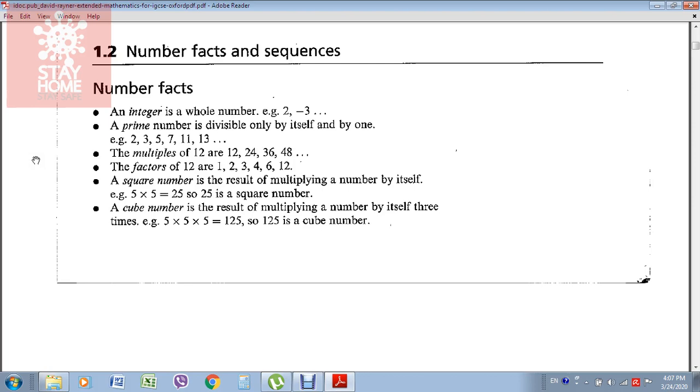Myself Rafaqat Ali. Today is 24 March 2020 and the lesson is grade 8 number facts and sequences. As we know, we are studying chapter 1. This topic is 1.4 and we are going to solve the exercise on number facts today. These are some points which we will discuss first and then we come towards the exercise.